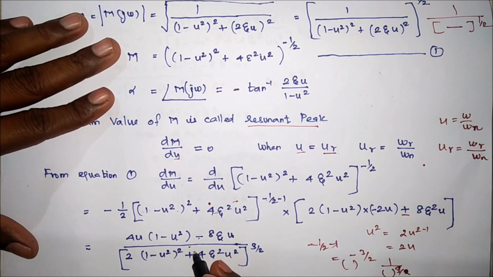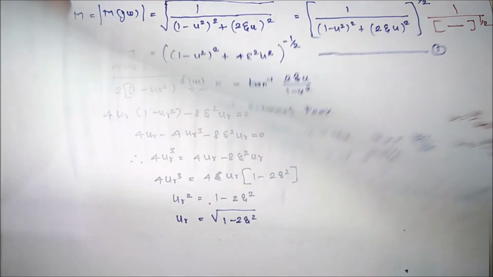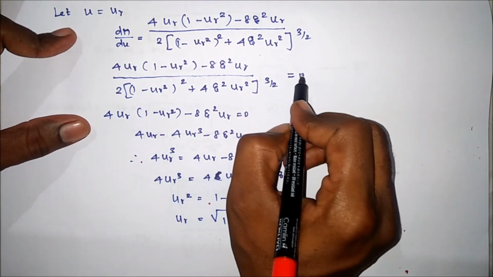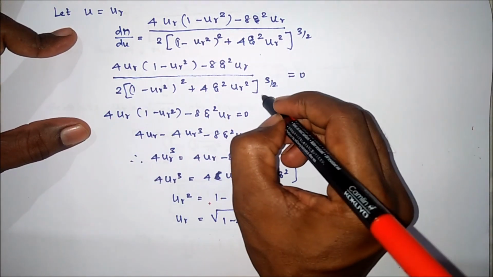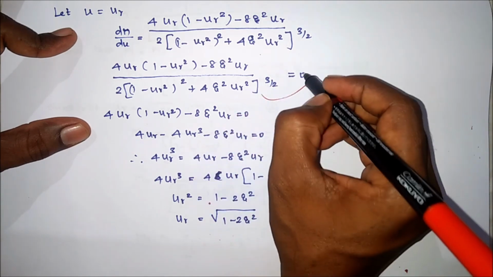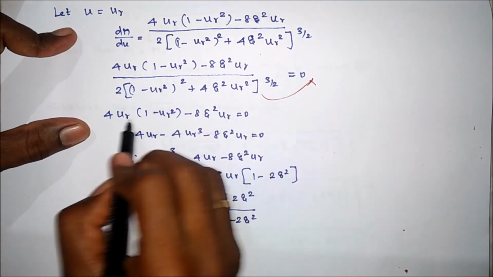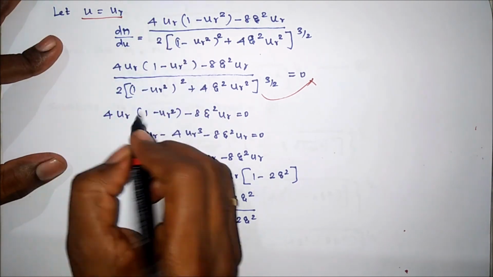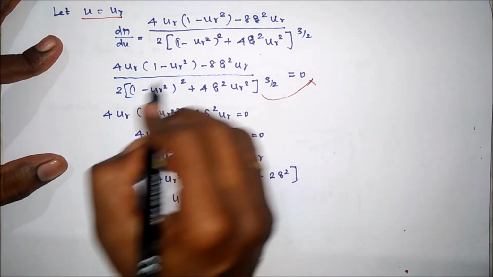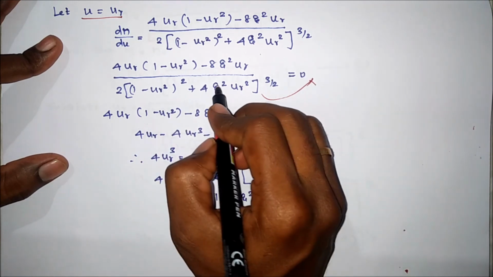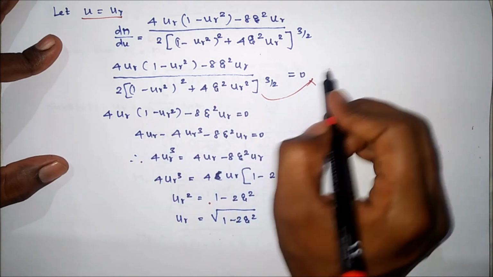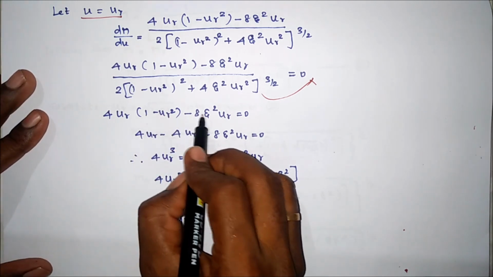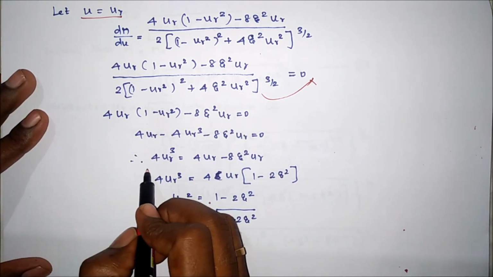Then we have to equate this to 0 according to this concept. So now this is the differentiation value, we have to equate this to 0. If we bring this term in here it will become 0, therefore this term equal to 0, 4 ur. So at maximum value u equal to ur, that also we have to substitute. After that, when we bring this term in here it will become 0, therefore 4 ur into 1 minus ur square minus 8 eta square ur equal to 0.